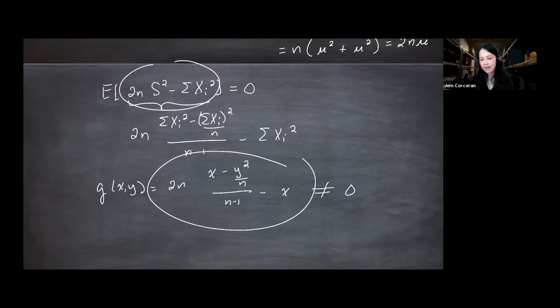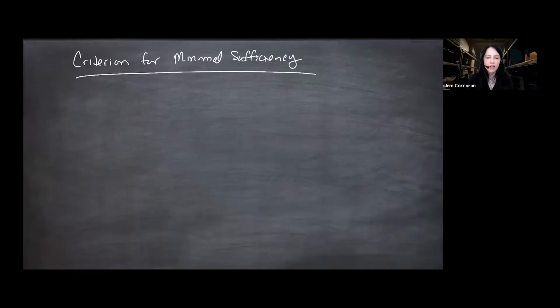So I have a criterion, a theorem, a claim, a thing to show minimal sufficiency. This is never really called anything other than, I'm going to write, criterion for minimal sufficiency, or theorem. I don't know.